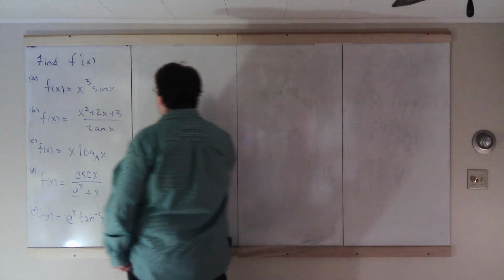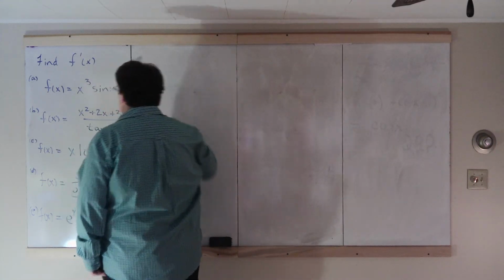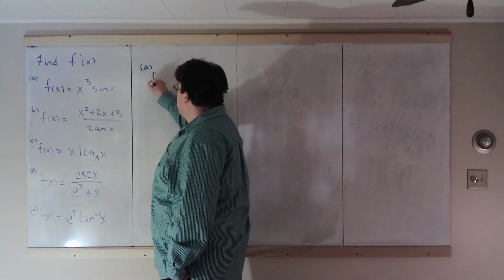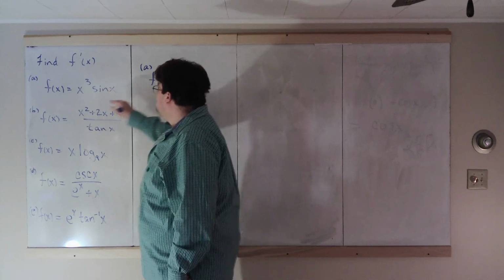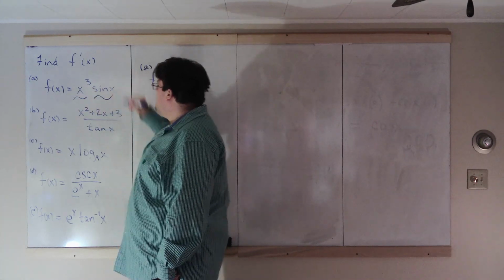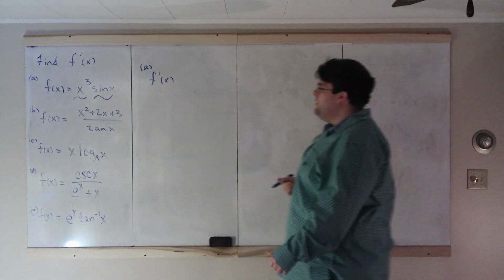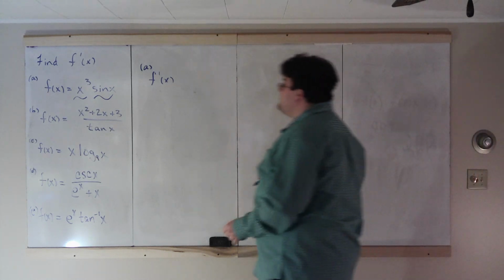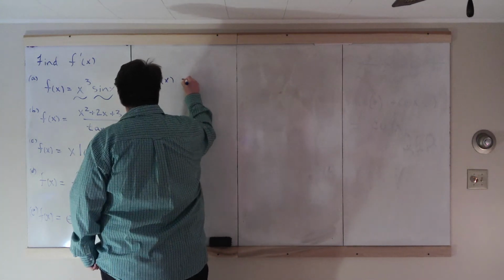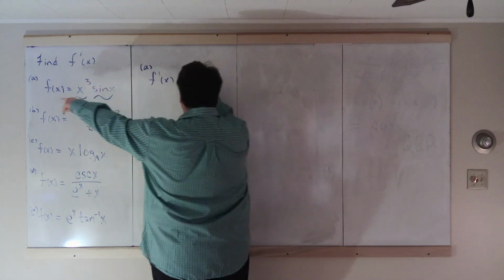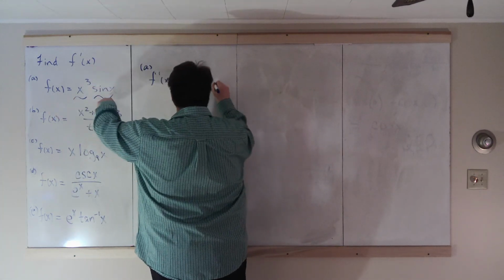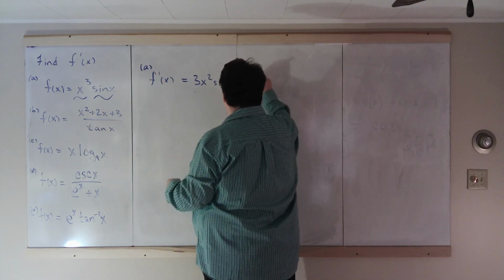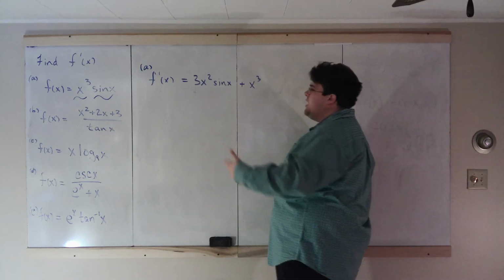Well, the first one, we have f of x is x cubed sine x. So the first observation here is that we have a product. So we have an x cubed times sine x, so we're going to need the product rule. What does the product rule say? Well, it says the derivative is given by the derivative of the first, which is 3x squared, leave the second alone, plus the first times the derivative of the second.